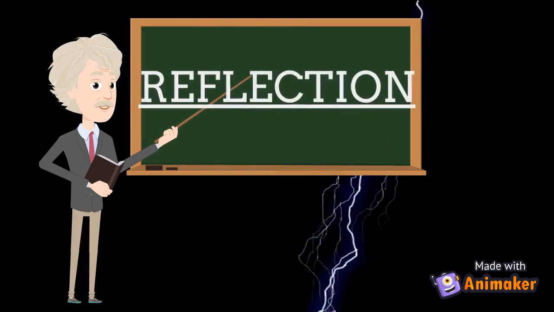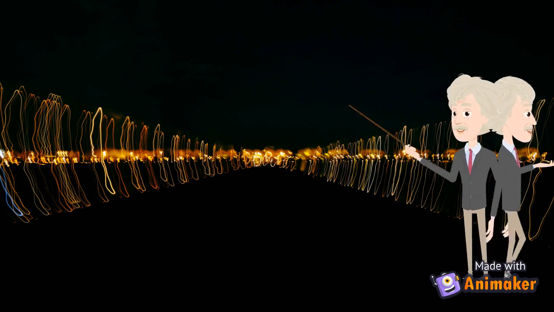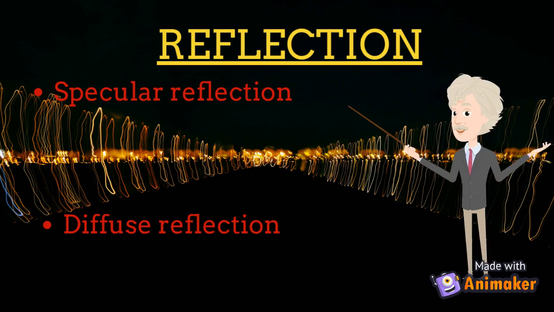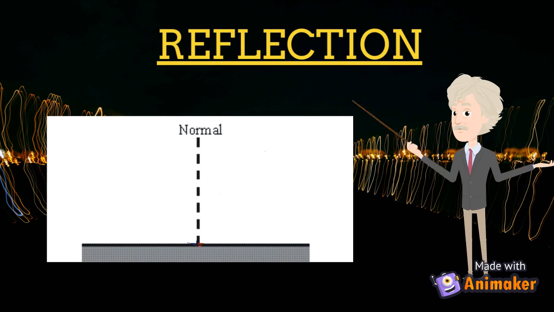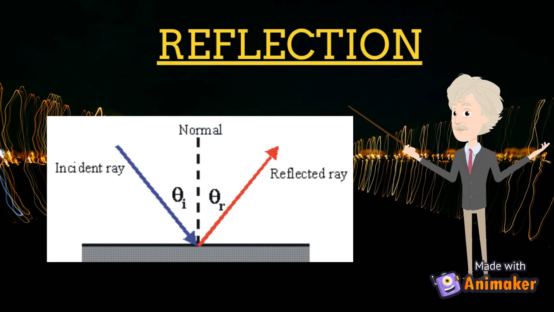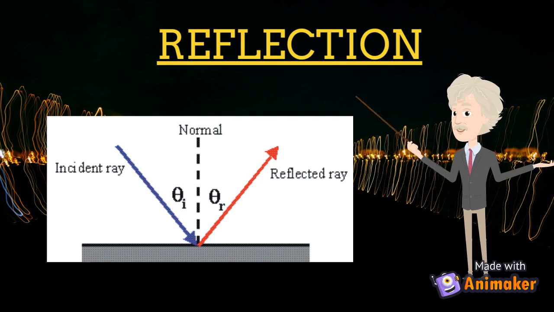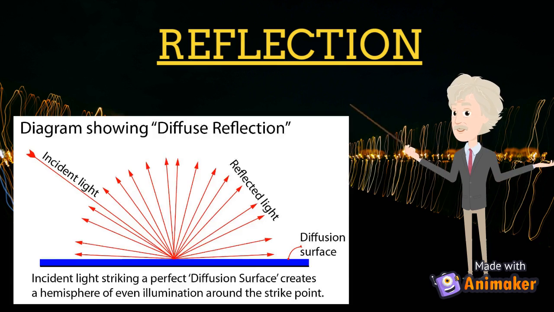Now let us talk about the reflection. There are two types of reflections. They are specular reflection and diffuse reflection. In the diagram you can see how the reflection of light takes place. This type of reflection is called specular reflection, in which the direction of the reflected ray can be determined by the angle of incidence. In the diagram you can see that there is one incident ray and many reflected rays. This type of reflection is called diffuse reflection.